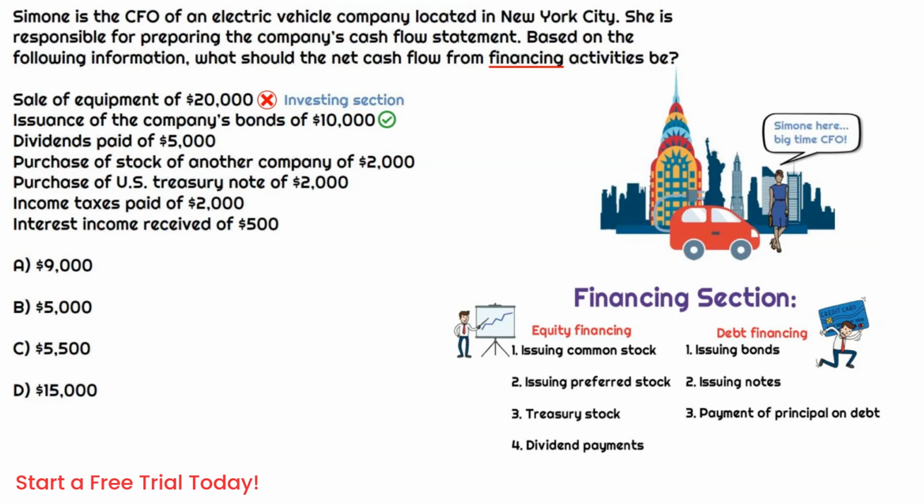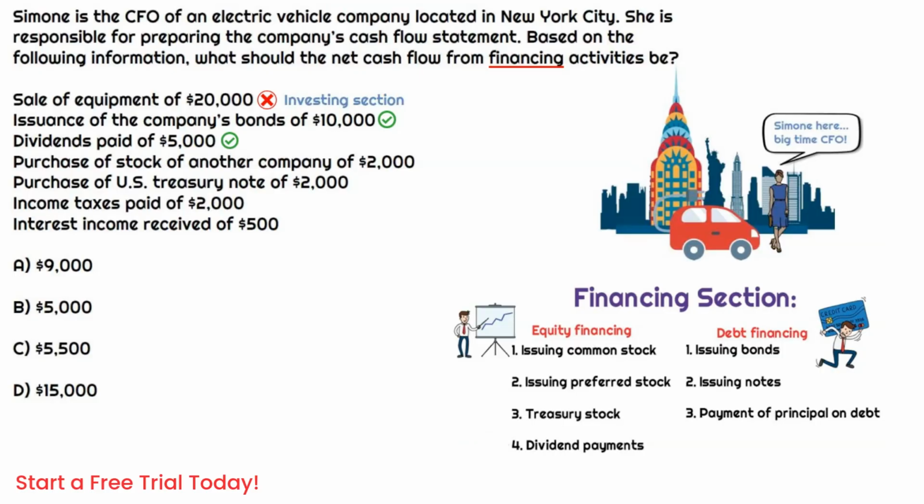How about dividends paid of $5,000? So when we have shareholders and we pay them dividends, well, that's a financing activity. That's one of the returns on their investment. That's why they invested. So that's going to be a cash outflow of $5,000 recorded in the financing section. You can see that under equity financing, it's number 4.